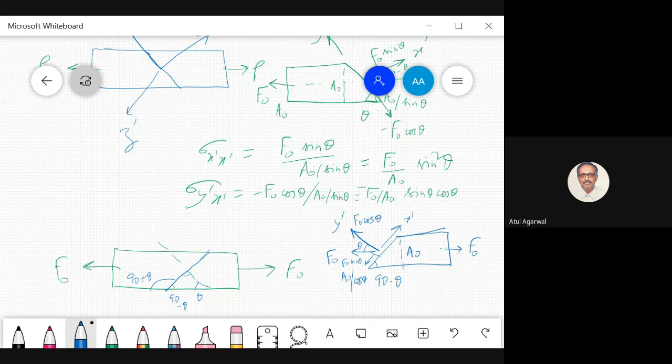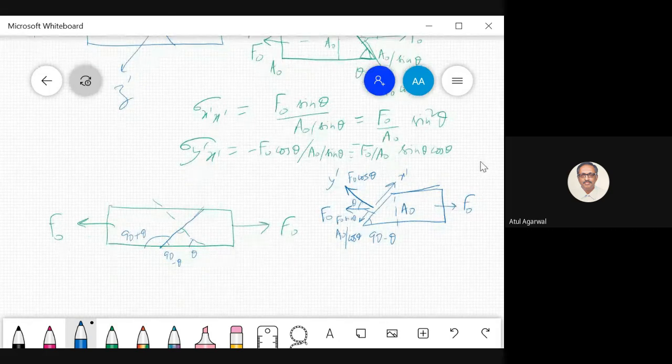So this is F naught sin. Okay, we have to see the sign issue. Let's see for the time being, I am not actually calling it minus F naught sin theta, because this F naught is acting in this direction. If there is a minus sign in it, it will anyway become a negative value. So let us see what the stresses are.